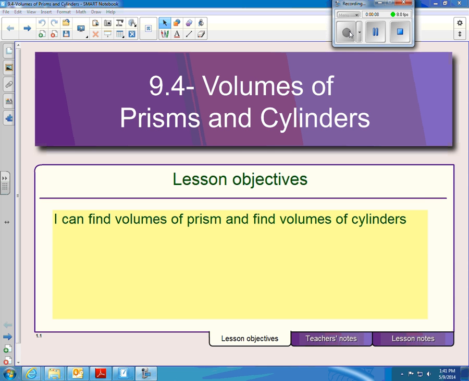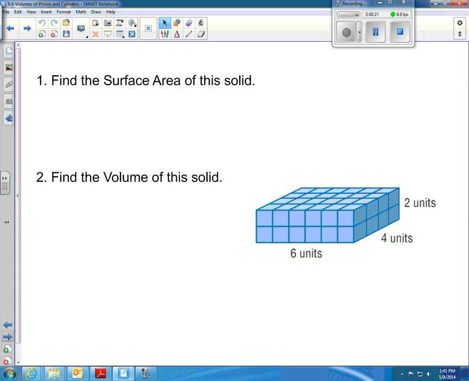We're going to start section 9.4. It's going to be on volumes of prisms and cylinders, and so obviously our learning target for today is I can find volumes of a prism and I can find volumes of cylinders. We're going to see some of our area formulas come back into play here.